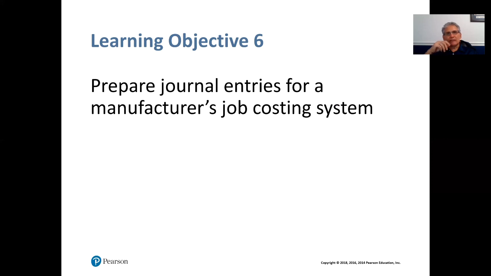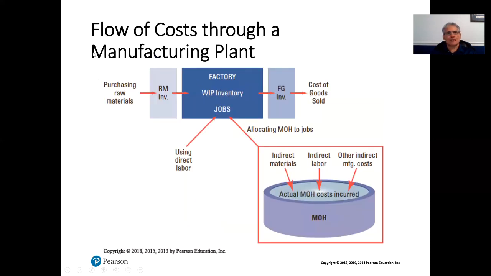So that brings us to objective number 6. Let's prepare journal entries for manufacturer's job costing. Okay, just as we've discussed before, we have our raw materials. They're going to be purchased and pushed into inventory. So we have raw materials inventory. When they're being pulled from inventory and put onto the production floor, we will consider that to be work in process. So the work in process will be the jobs that we have on the factory floor.